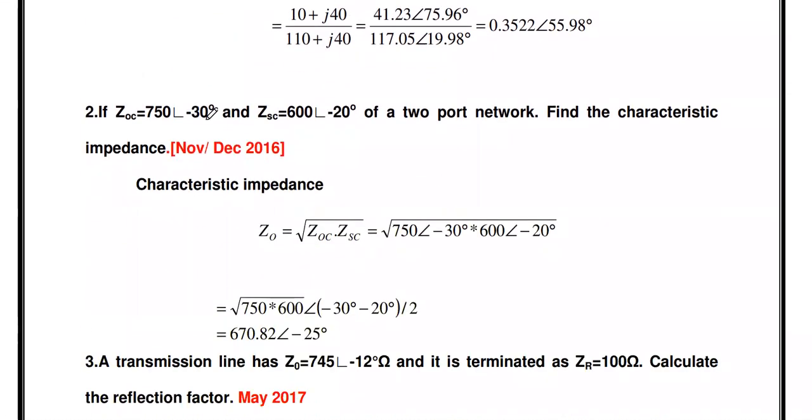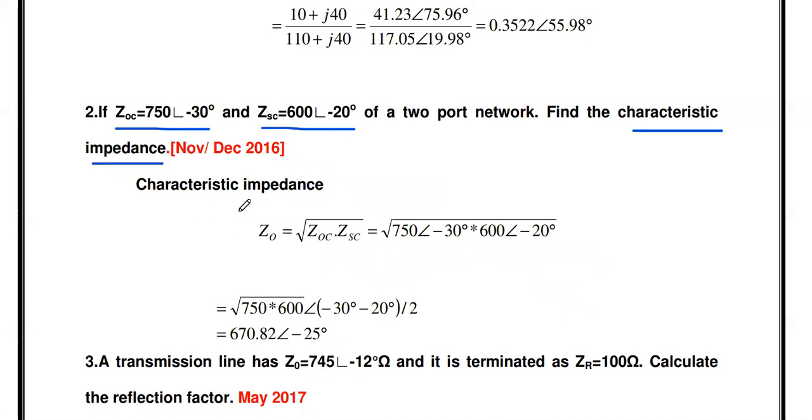Then the second question, a November December 2016 question. If ZOC, the open circuited impedance, is 750 with angle minus 30 degree, and ZSC, the short circuit impedance, is 600 with angle minus 20 degree of a two-port network, find the characteristic impedance. We already studied this topic, where we calculated the open circuited input impedance and the short circuited input impedance of a transmission line. Here the two impedances are given and we have to find the characteristic impedance.